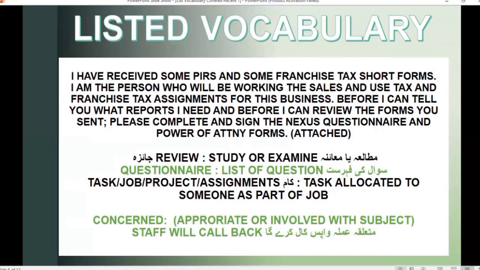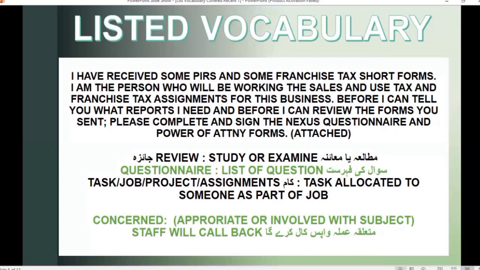I have received some franchise tax short forms. I am the person who will be working the sales and use tax and franchise tax assignments for this business. Before I tell you what reports I need and before I review the forms you sent, please complete and sign the Nexus questionnaire and power of attorney forms attached.